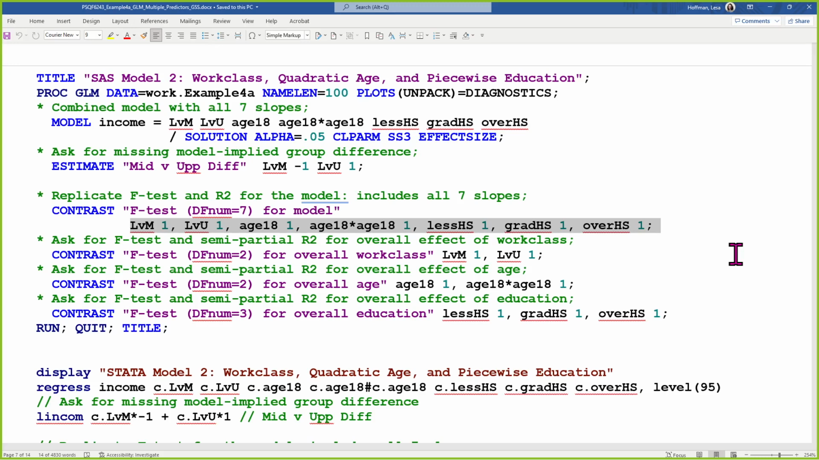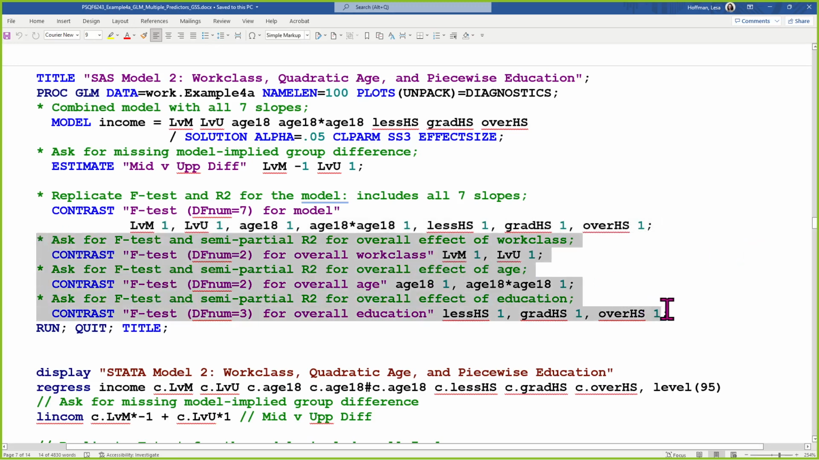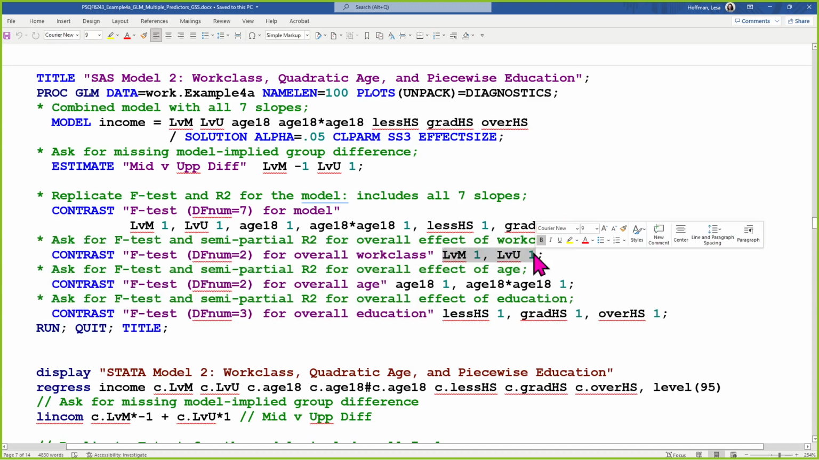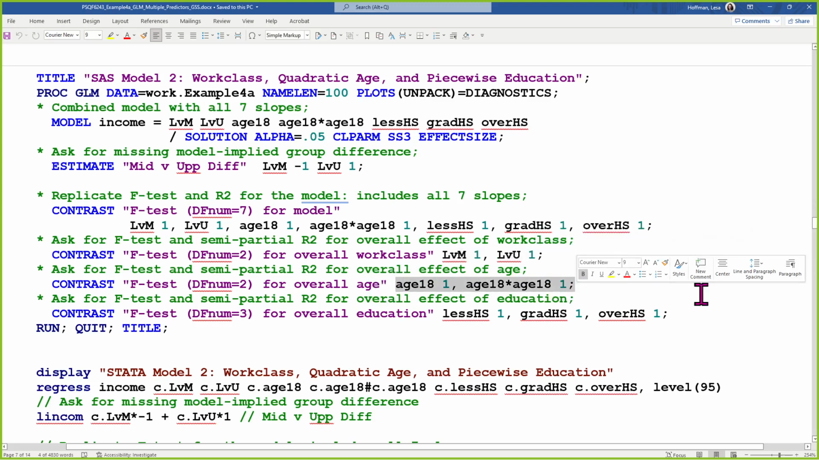The ones that I actually want, that are not just for pedagogical purposes, are the next 3. And each of these pertains to the grouping of fixed slopes that go with each conceptual predictor. So I'm grouping L versus M and L versus U because those combined tell me whether the effective working class is significant. I'm lumping together age and age² because those combined tell me about age. And I'm lumping together these 3 education slopes because they combined answer the same question about education.